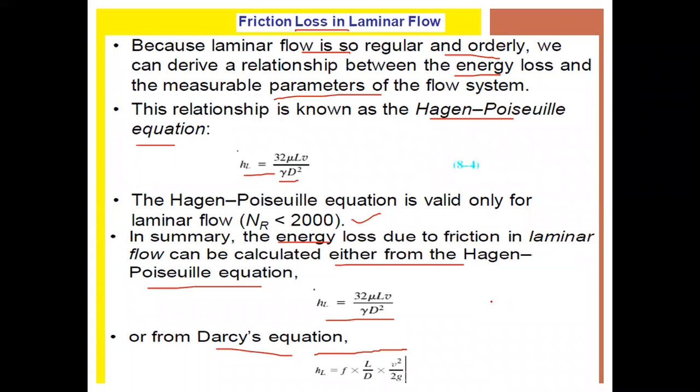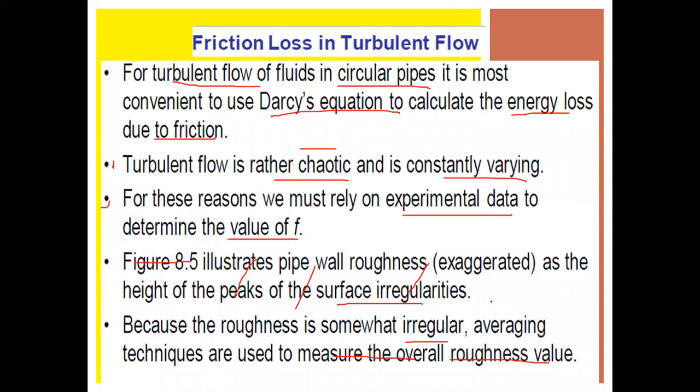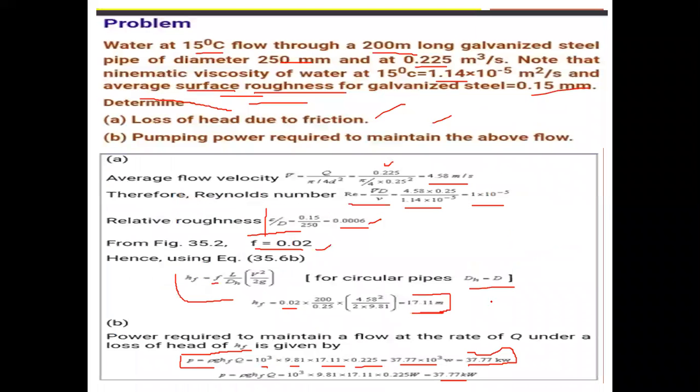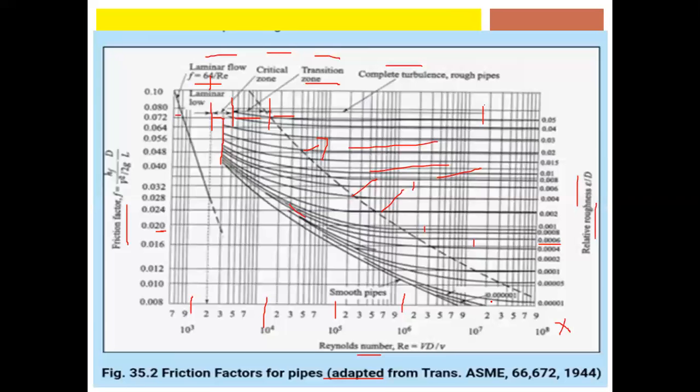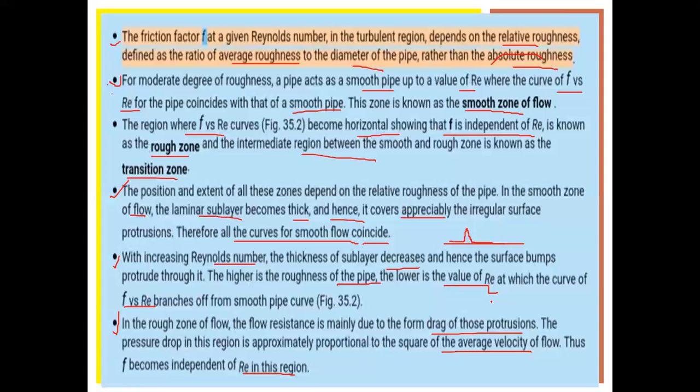These are all about the friction loss in the laminar flow and the friction loss in the turbulent flow. The laminar flow uses Hagen-Poiseuille's formula. The turbulent flow uses the Darcy-Weisbach equation. So like this, we have to see by using this chart.